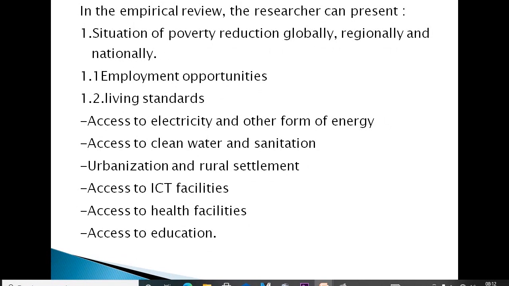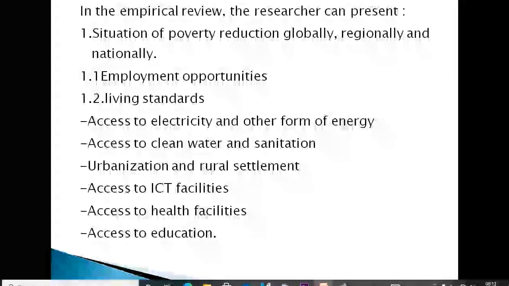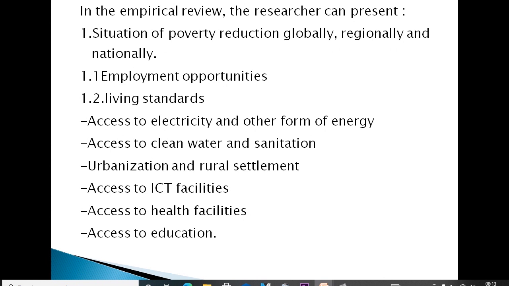After this, the researcher must present also the empirical review. The researcher can present, for example, based on our topic, the situation of poverty globally, regionally, and nationally, using statistics from government reports and other organizations' reports, and he must present also statistics about employment opportunities and living standards.